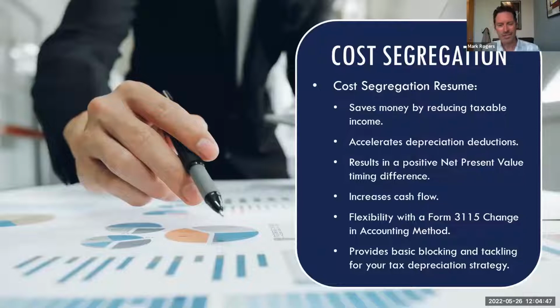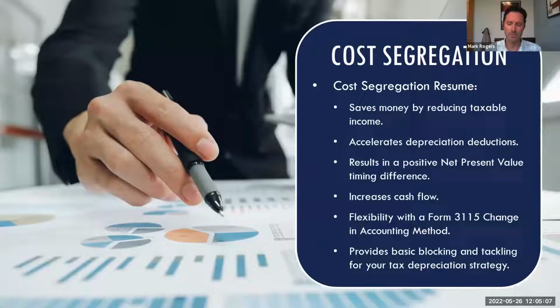And cost segregation in its modern form has been around since 1995, and started becoming very popular in the early 2000s. And here's a list of its benefits. Number 1, saves money by reducing taxable income. So you have to have taxable income, and if you do, cost segregation is a good tool.